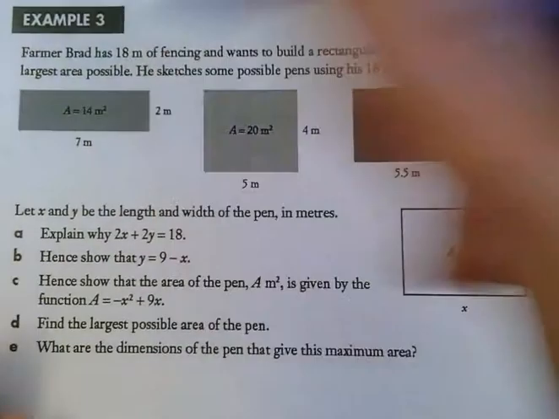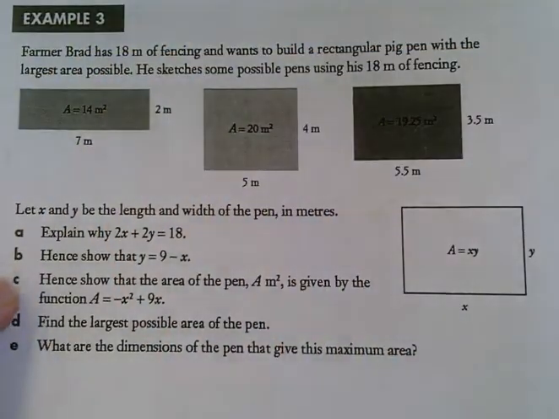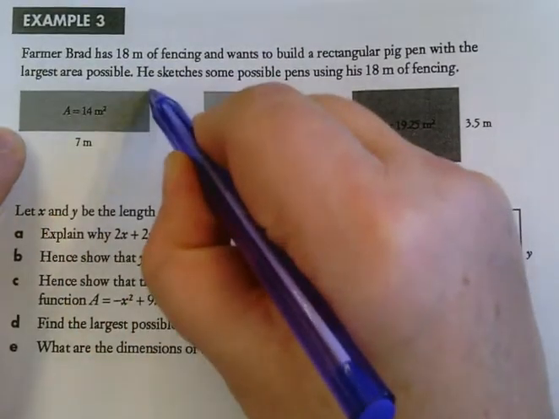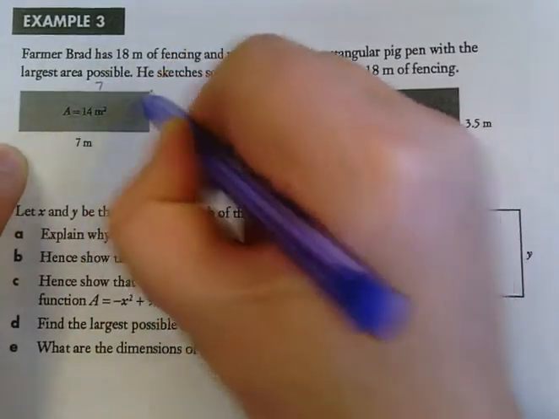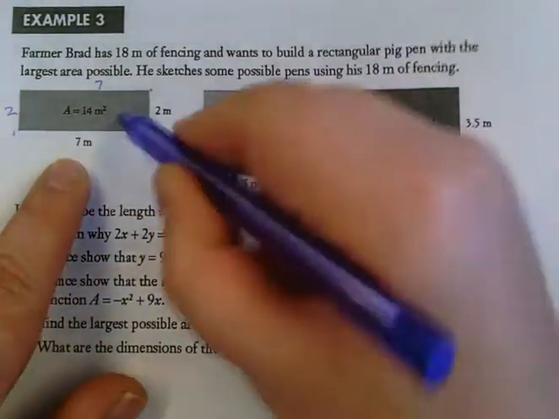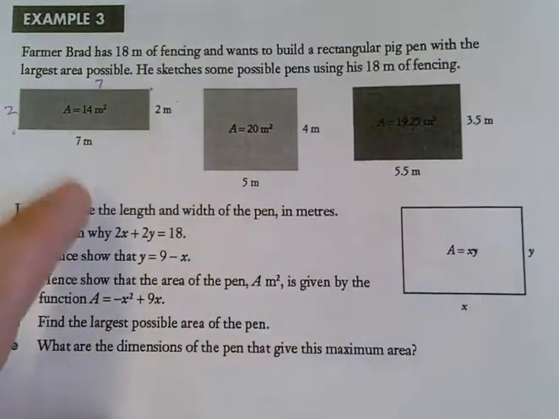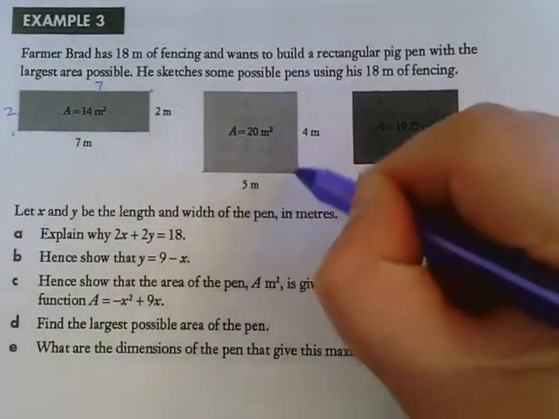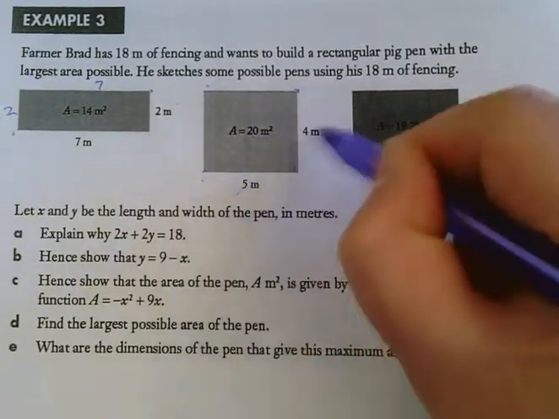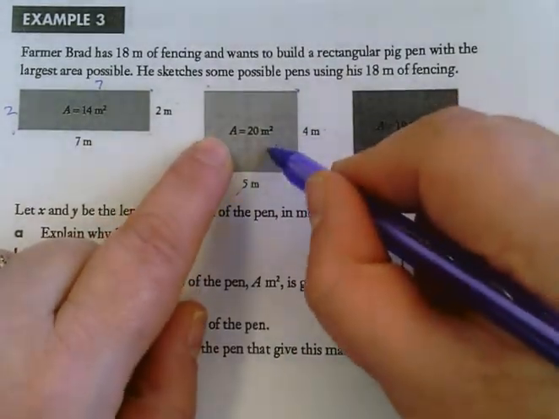Now, because he's got 18 metres of fencing, that's the perimeter. So looking here, he could go 7 and 2, that's 9. And another 7 and 2, that's another 9. See, that's 18 metres perimeter. But the area is 7 times 2, which is 14. Or he could go 5 plus 4 is 9, and another 5 plus 4 is also 9, but the area of this is 20. Can you see it's bigger?